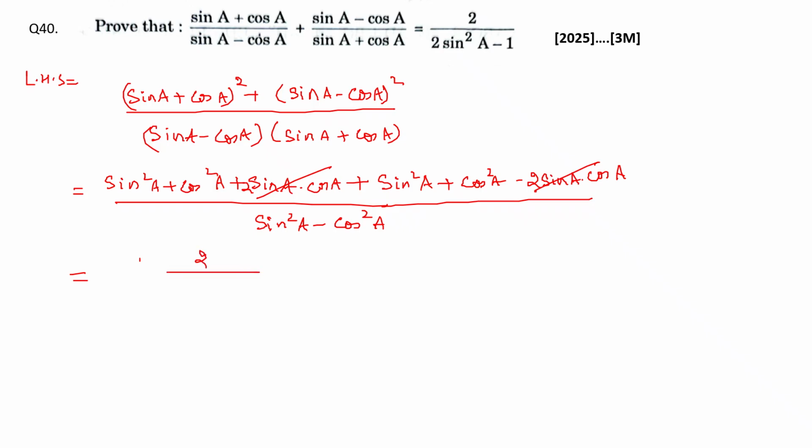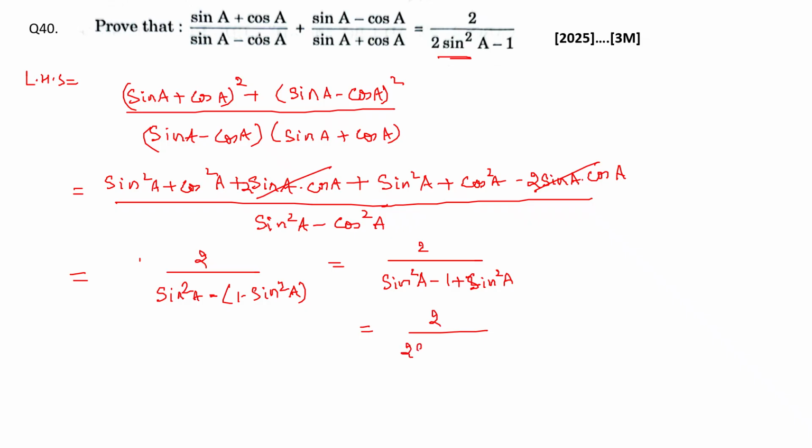But if you see the RHS denominator, everything is in the form of sin square A. So this cos square A also you have to write in the form of sin square A. So cos square A will be 1 minus sin square A. So equal to 2 by sin square A minus 1 plus 2 plus sin square A. So sin square A plus sin square A will become 2 sin square A minus 1. This is equal to RHS. Done.